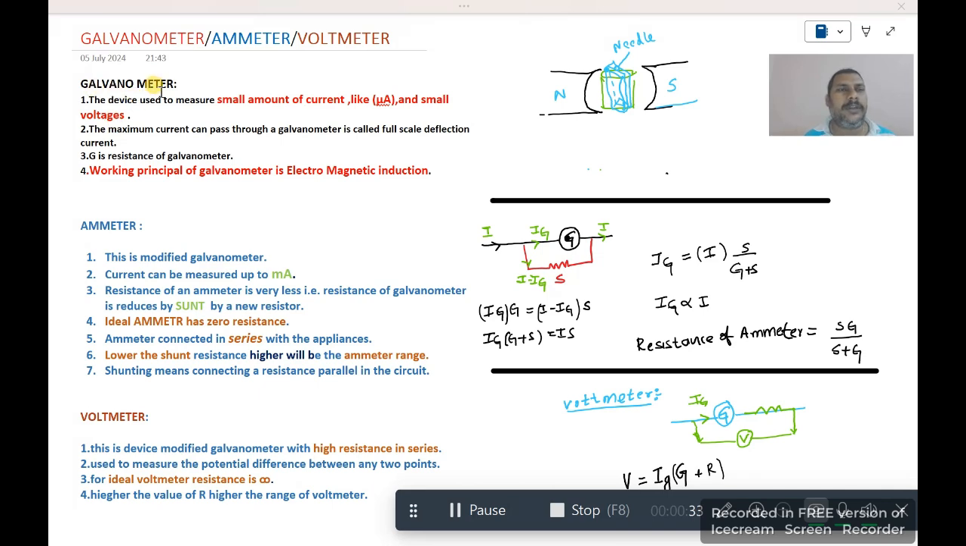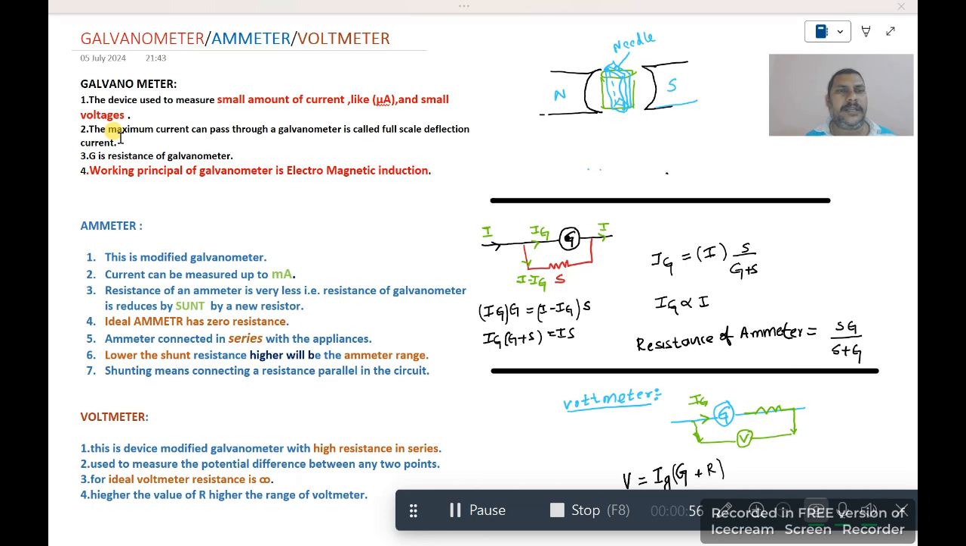The galvanometer is used to measure a small amount of current, like microamperes, which we call deflections. So very small amounts of current in the circuit, and small voltage too. The galvanometer can measure current as well as voltage.